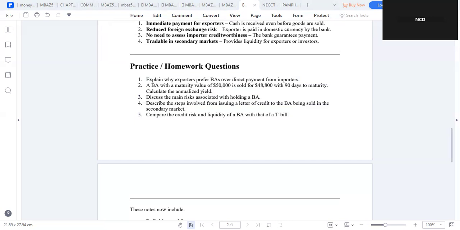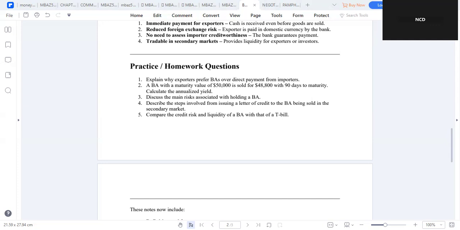Question number 1 reads as follows. Why do exporters prefer banker's acceptance over a direct payment from importers? Exporters will prefer banker's acceptance because it reduces the payment risk associated with dealing directly with importers. Here, the bank is the guarantor. So there's credit enhancement, because when a BA is created, the importer's bank will guarantee payment at maturity. This means that the exporter no longer depends on the creditworthiness of the importer, but the bank.